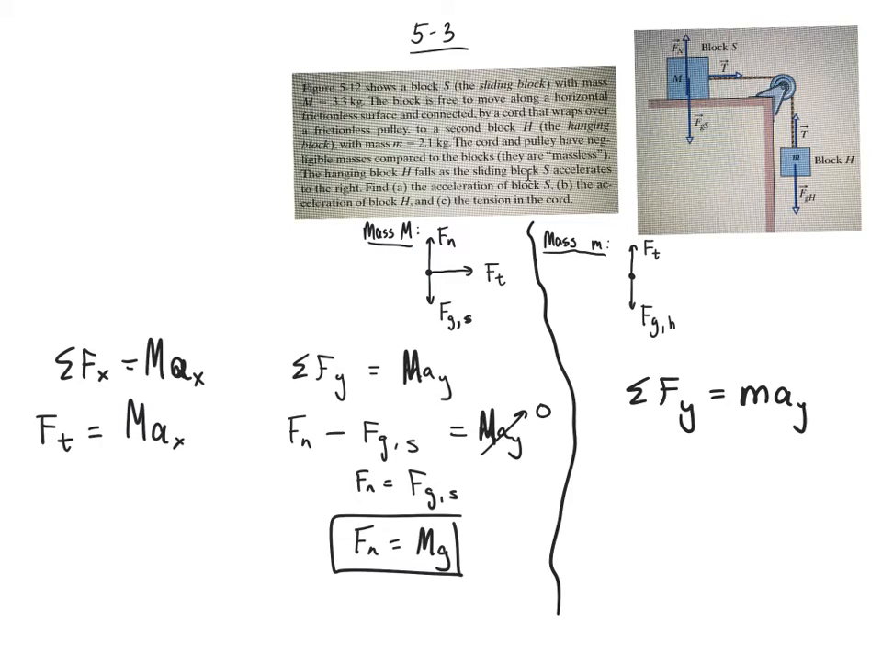So I've got tension acting up, the weight acting down, and that equals little m ay. The weight acting down is mg. I'm going to use little m because I'm on the smaller mass now. And there's my equation that I can use. So now I've got two equations right here. I've got those two equations right there.